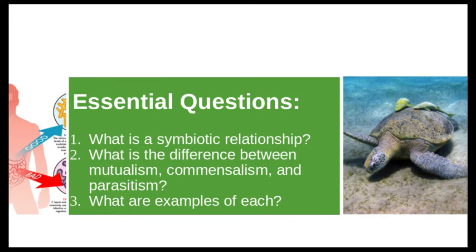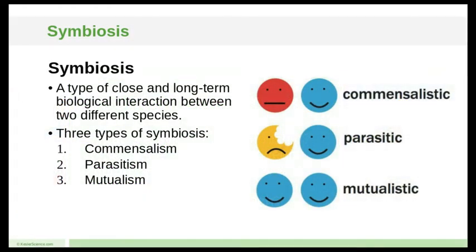So, we're going to look at these three essential questions. Number one, what is a symbiotic relationship? Number two, what is the difference between mutualism, commensalism, and parasitism? And number three, what are examples of each? Easy enough, right? So let's look at a symbiotic relationship first.